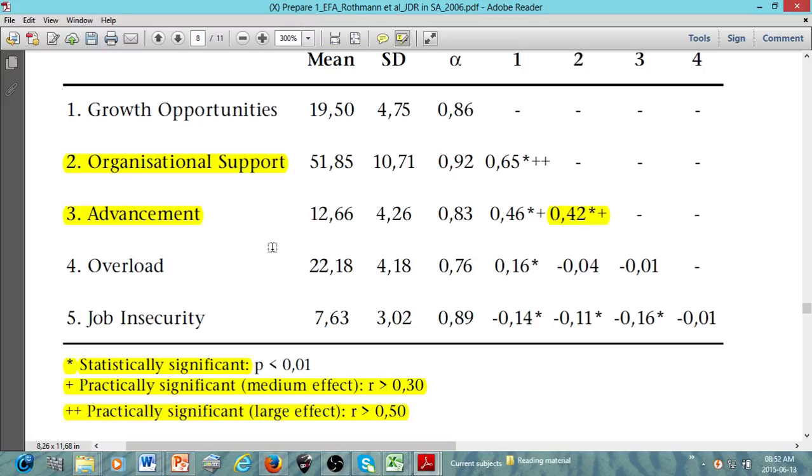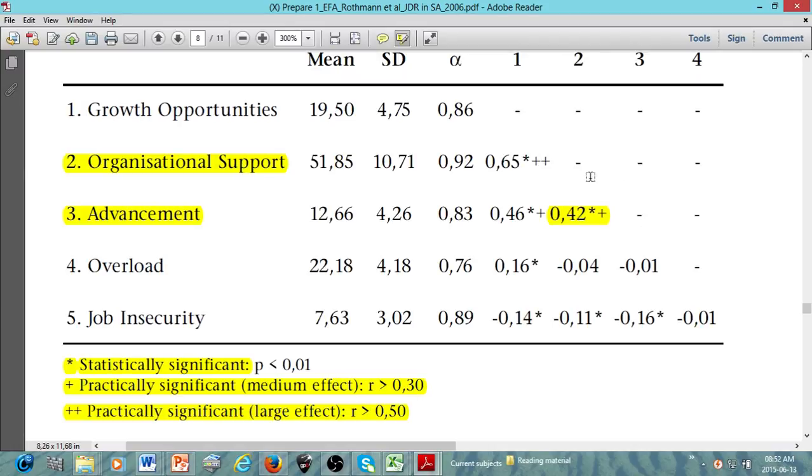So now what does this tell us? Look at the value. What type of linear relationship is it? Yes, it's a positive linear relationship. Now what does that star tell us? If we look at the bottom, statistically significant. So therefore that correlation coefficient did not just occur by chance. The plus sign, as we see in the sub-comments, tells us that this correlation coefficient is practically significant with a medium effect.